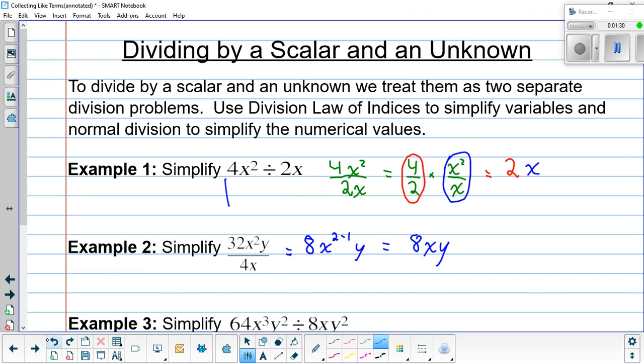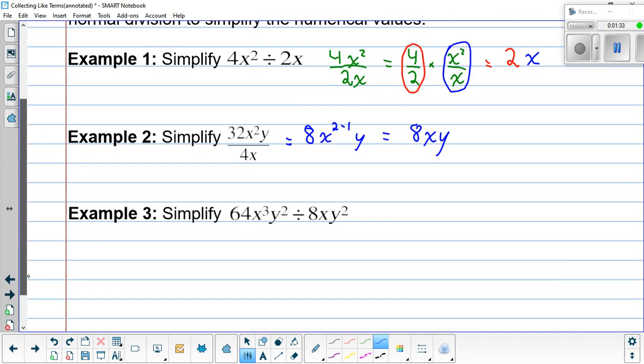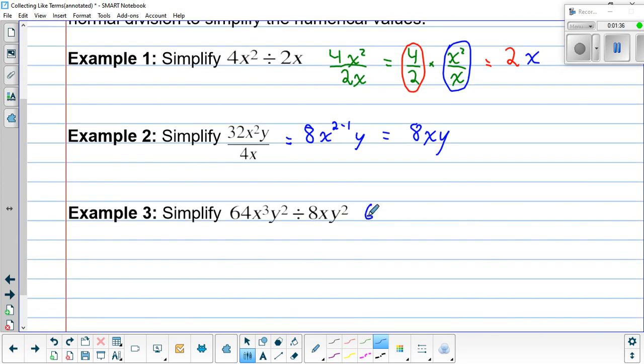Okay. And lastly, we have, I'm going to rewrite it properly as 64x cubed y squared divided by 8. And notice how it's kind of nice if you line them up, the variables over top the other ones, because you can see what's going on and we can just almost work down. So that's, this time I'm going to actually work down. So 64 divided by 8 is 8.